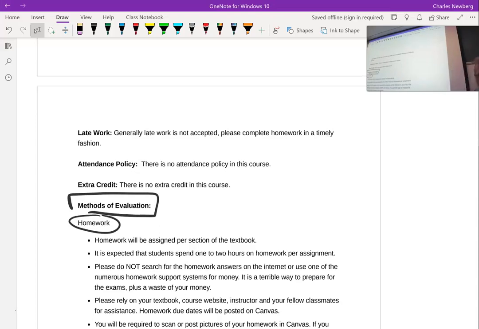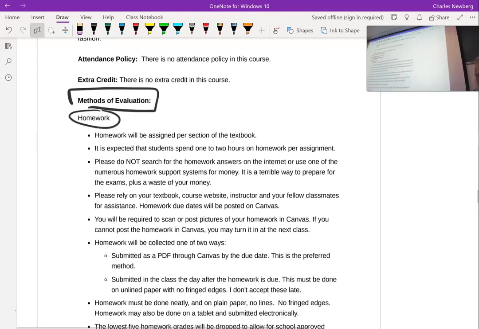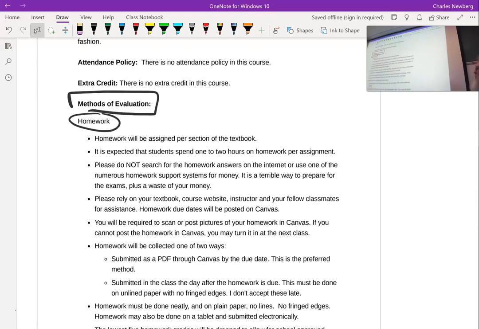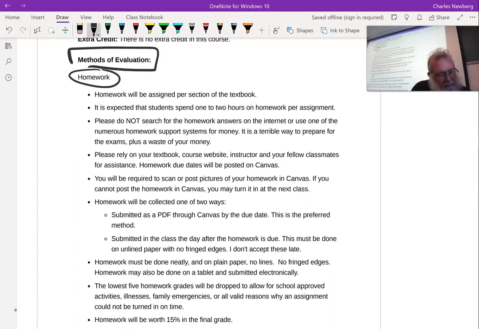All right. So how do I collect homework? I'm changing this slightly. I collect homework now one of two ways. You may be required to scan your homework as a PDF and post it through Canvas. I still need to change this sentence. Homework is collected one of two ways: submitting as a PDF through Canvas by the due date. So you scan it and you post it as a PDF.